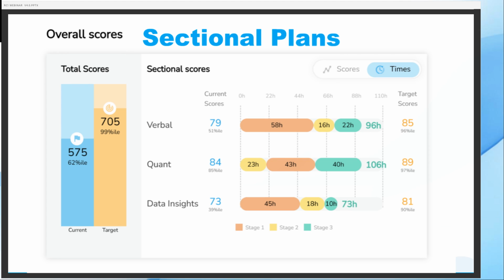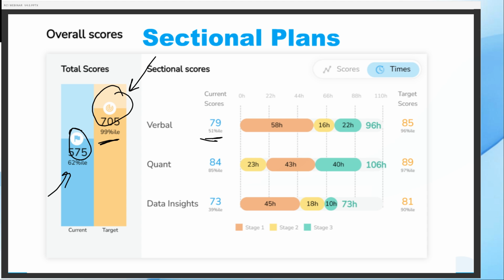This is what a final study plan like this would tell you. It's a very sophisticated chart, an output of our PSP, or personalized study planner. I'm going to do a demo of it towards the end of the webinar if you're interested. What this shows is a person starting at a 575 who aims to get to a 705, which is 99th percentile.